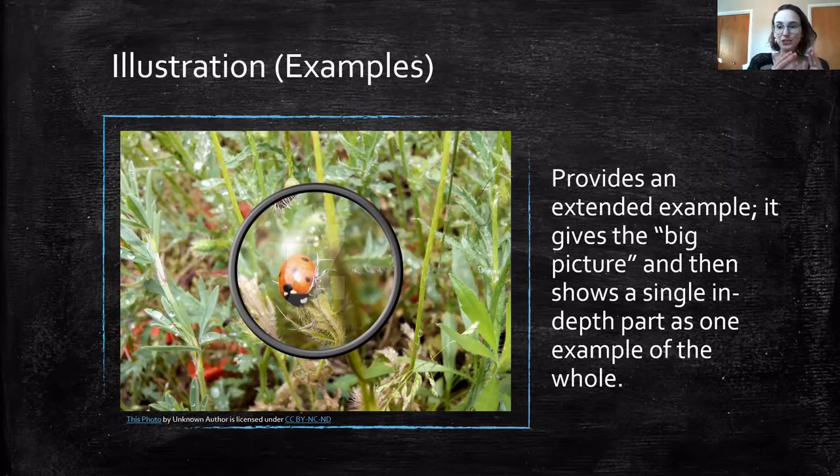And as I said, illustration and narration kind of work together in this way, but you're really just zooming in on one part of the problem or one part to really help people see that piece in depth, where you might not be able to go in depth about every single point along the line.